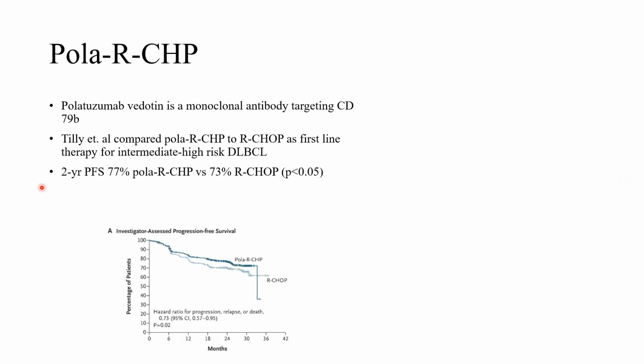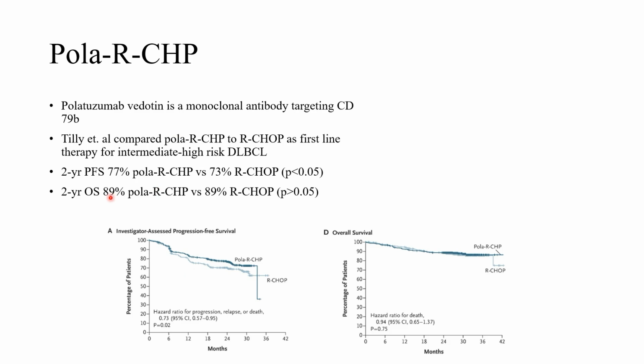What did they find? Well, they found that 2-year progression-free survival was 77% for Pola-R-CHP versus 73% for R-CHOP, and that was actually significant. You see the graph here, R-CHOP below Pola-R in those lines. The 2-year overall survival was 89% in the Pola-R-CHP, 89% in R-CHOP, so no difference there. No significant difference in overall survival, but there was a difference in the progression-free survival. And when they did the subgroup analyses here, they saw that there really wasn't a clear benefit in young patients, so under 60. There wasn't really a clear benefit if you had the GCB subtype, and the same with bulky disease. So some interesting results.